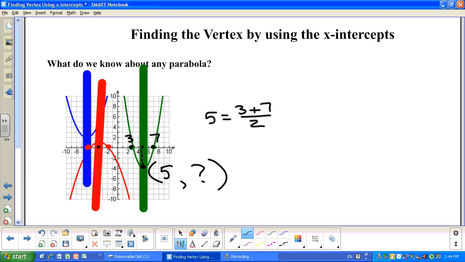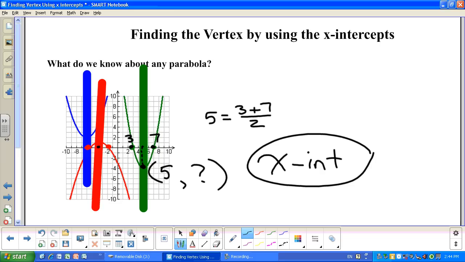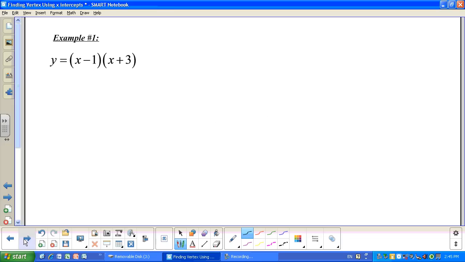So that tells me that it's extremely important to find my x-intercepts if they exist, right? The case of the blue parabola tells me that there are cases where the x-intercepts do not exist. That's correct. So let's look at the first scenario, where we have an equation in factored form, and we need to come up with the x-intercepts.